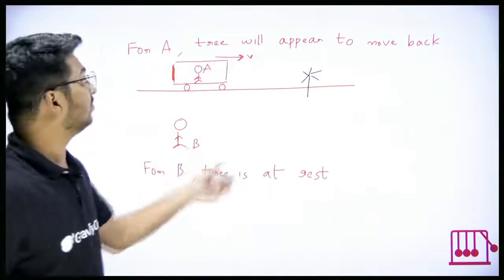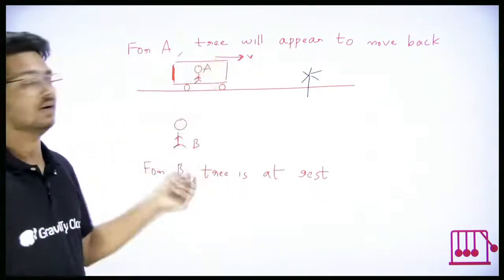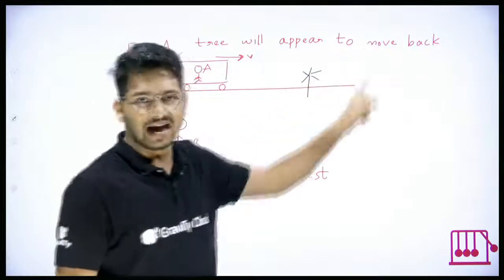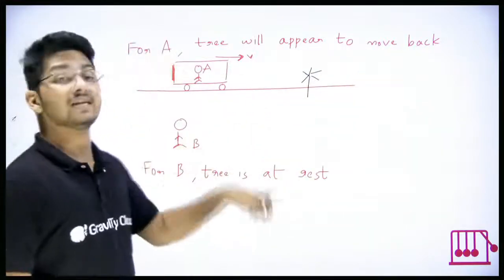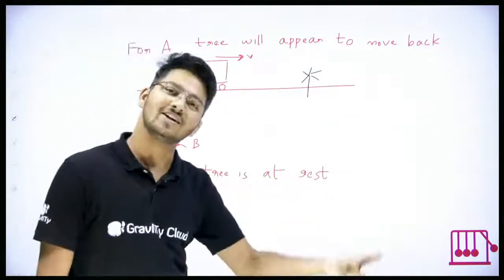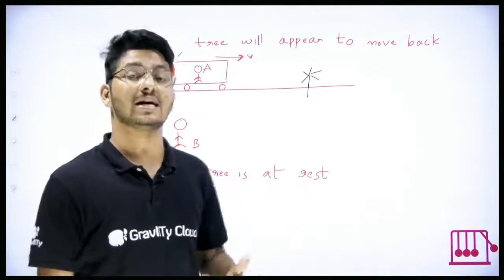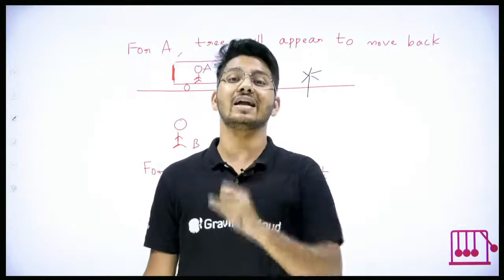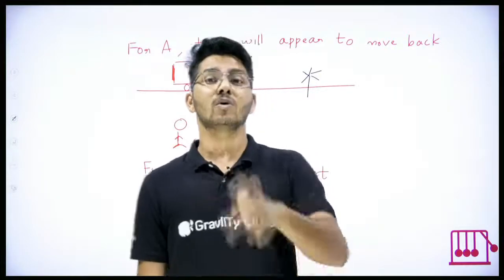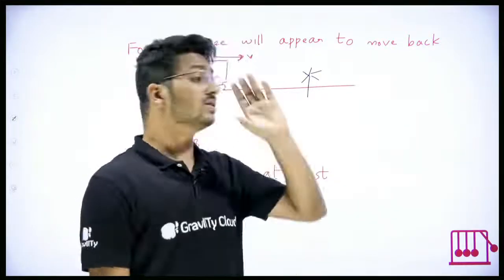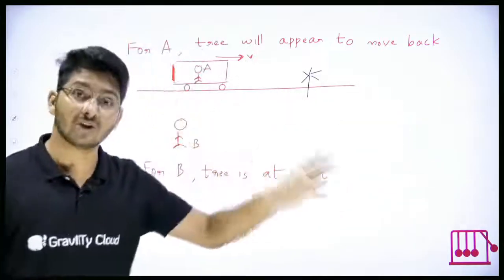You see that here the same tree is moving back for A but is at rest for B. The same tree. Magic? No. It just means that motion is relative. What does relative mean? Motion depends on who is watching, who is observing.